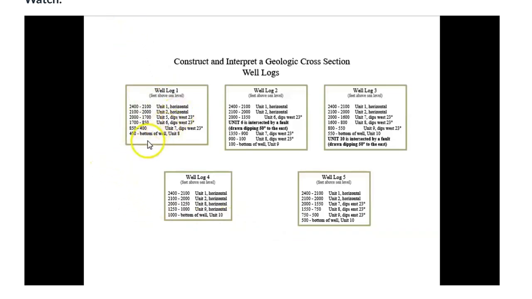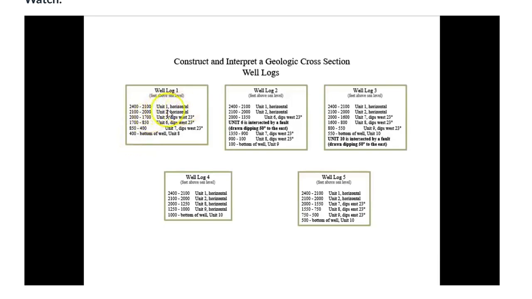In this location, the ground surface is actually at 2,400 feet above sea level. That's the ground surface. And you can see how the geologist dug into the ground, right, working lower and lower and lower, to the bottom of the well. So in well number 1, the soil boring extended from 2,400 feet above sea level down to 400 feet above sea level. That's the bottom of the well.